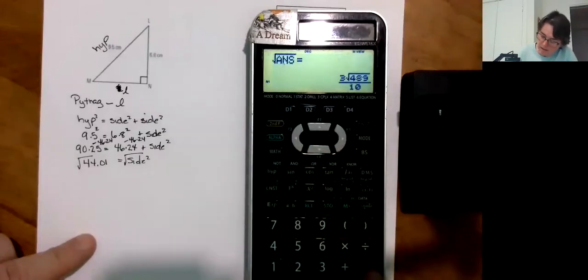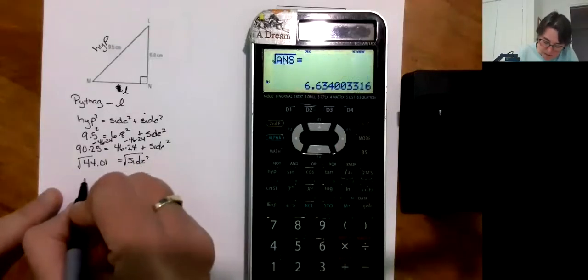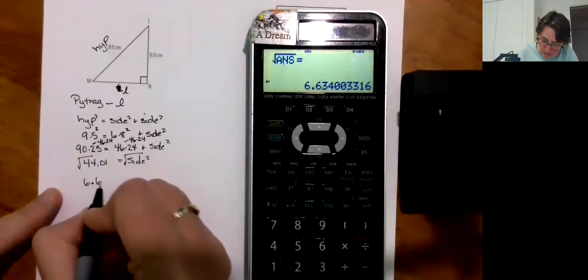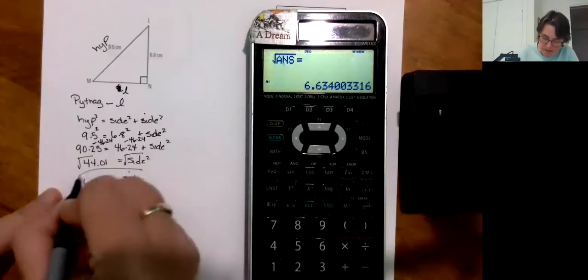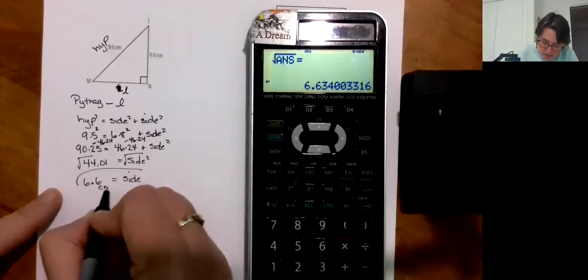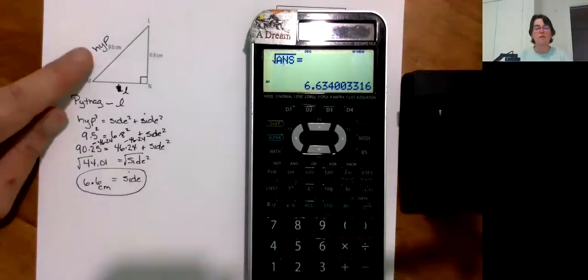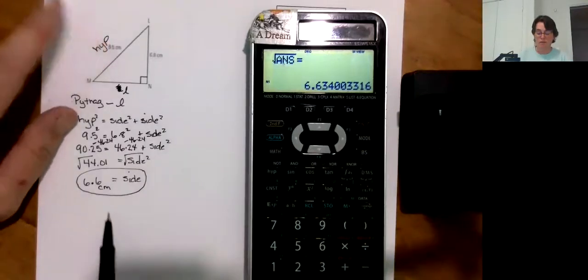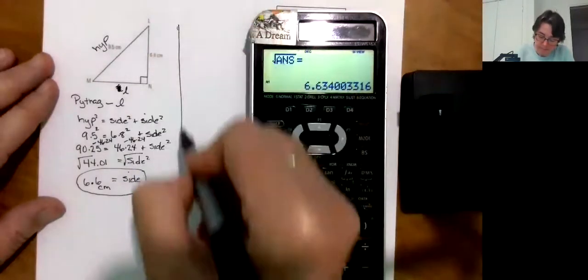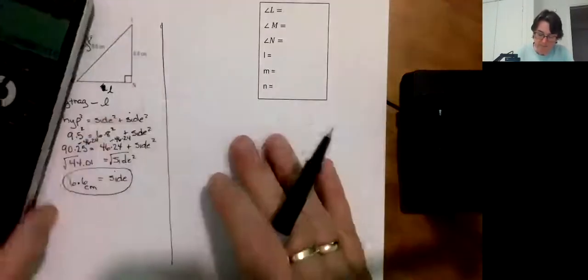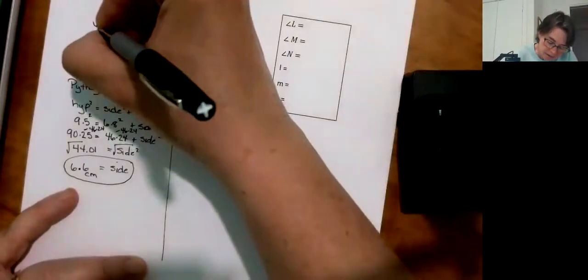All right, so 6.6 is equal to my side. Oops, centimeters. If there's units in the question, put units in your answer. And up here, it was rounded to 1 decimal place, so I rounded this to 1 decimal place too. So that is the joy of Pythagoras.